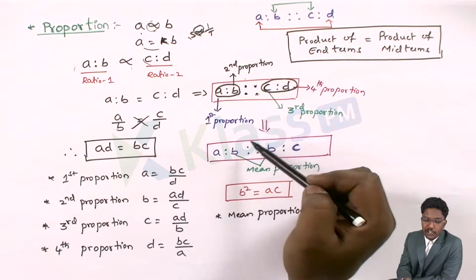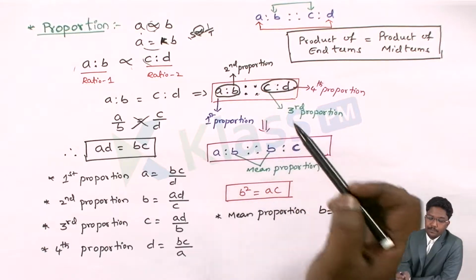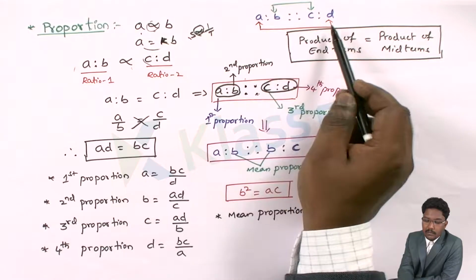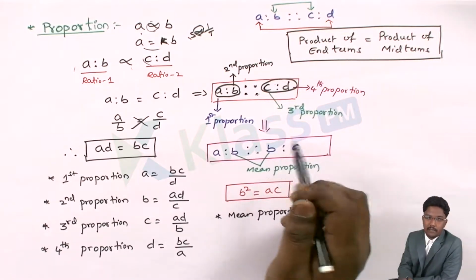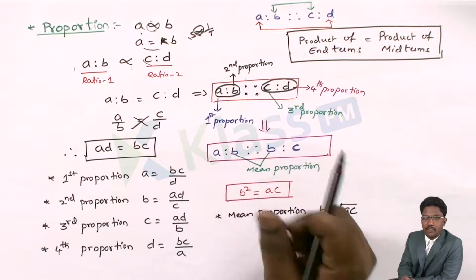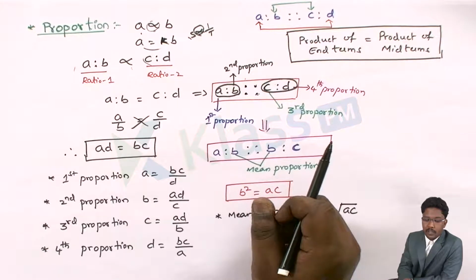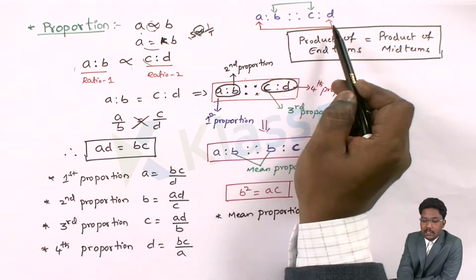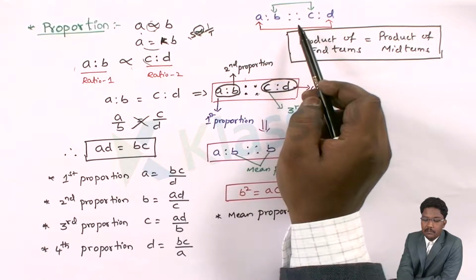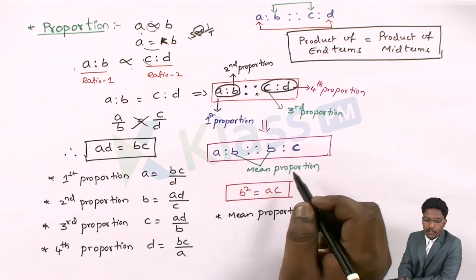The relation between these four terms: product of the end terms equals product of the mid terms. When you multiply the end terms and the mid terms, it forms a single ratio, the simplest ratio.